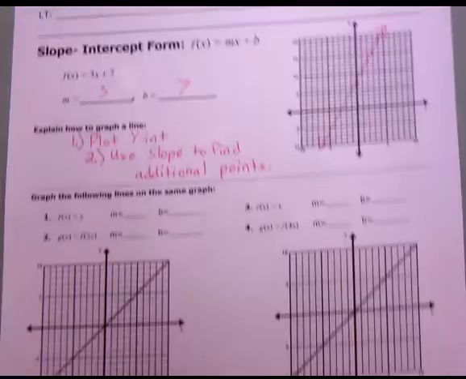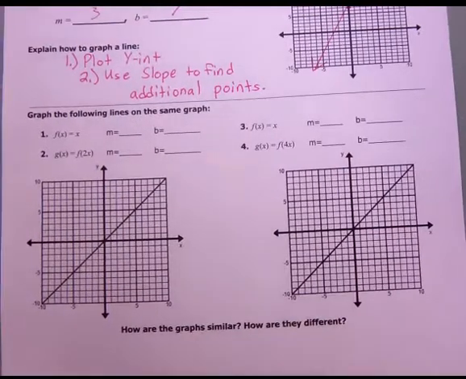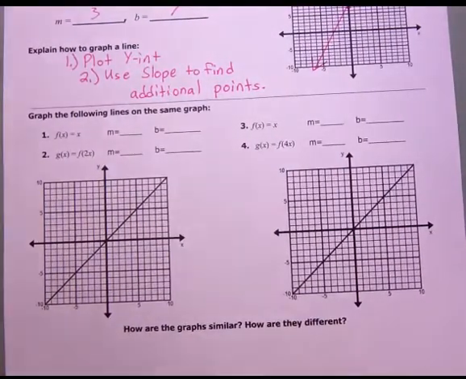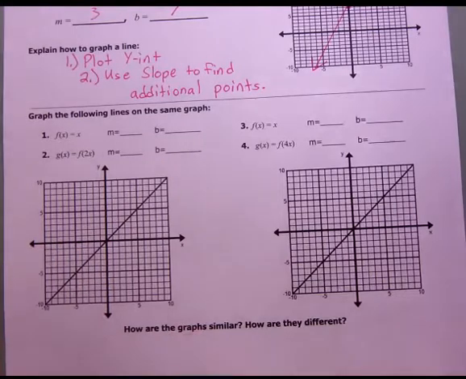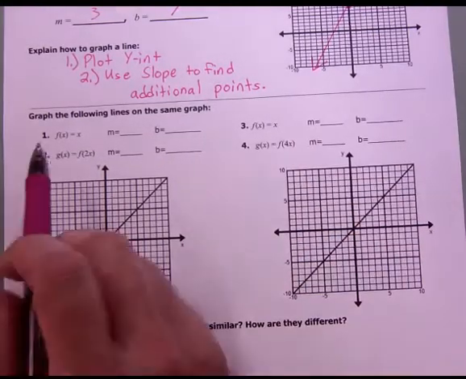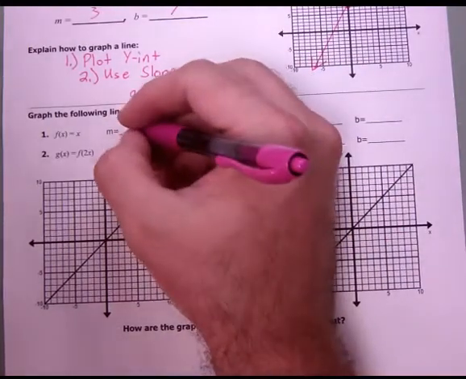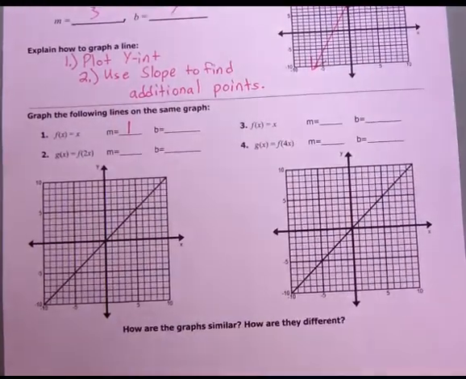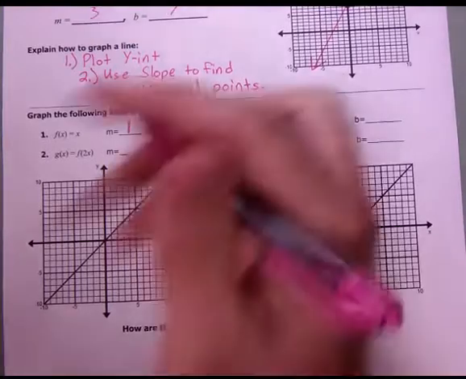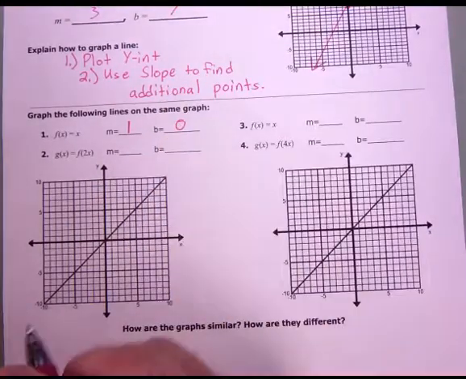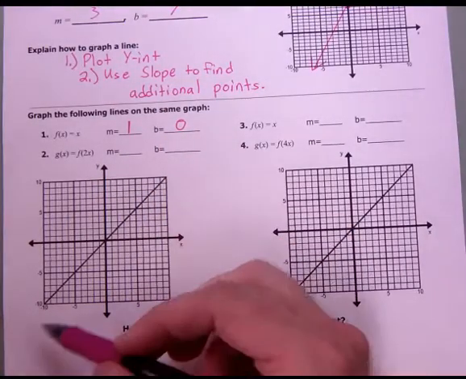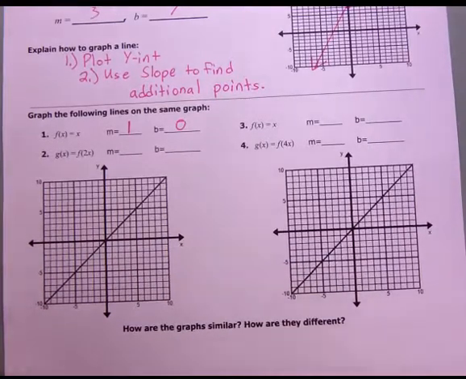Okay, cool. So let's get into what this lesson is all about. Today we're going to be comparing all of our changes to the graph to the parent function, which is f of x equals x. The slope of the parent function is, of course, 1, and since there is no b value, it's going to be 0. And we've already graphed it for you. So now we're going to graph the second one.